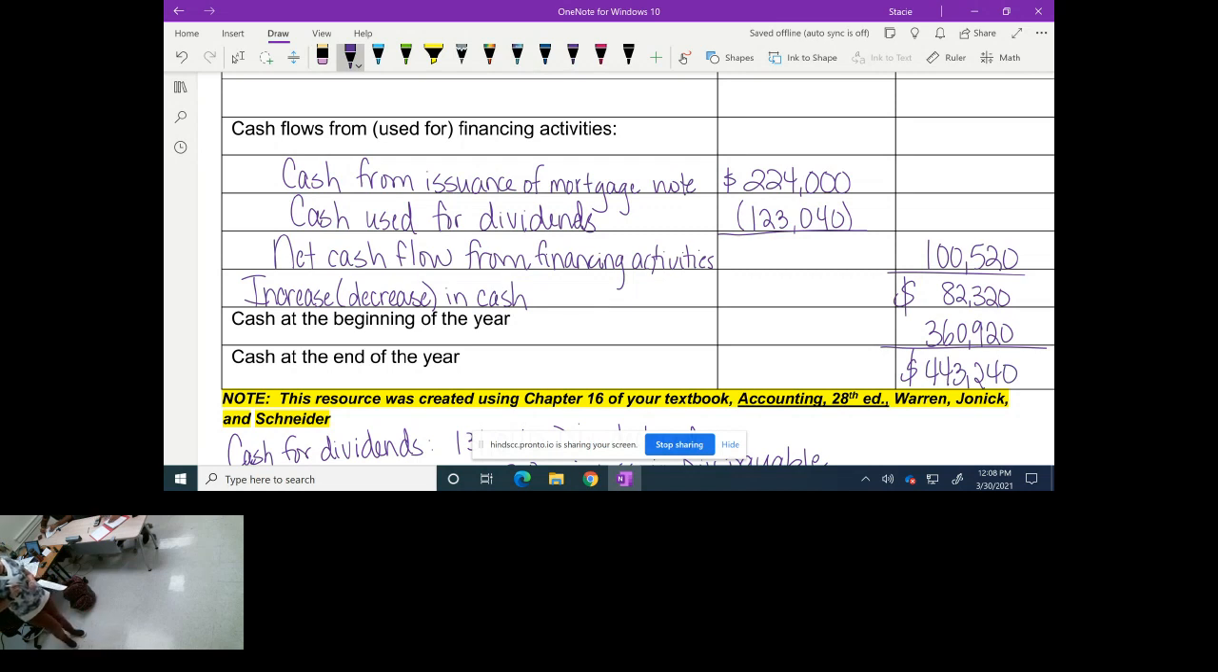You get that? The ending number. That should be the same number that you have on your balance sheet for cash. If it's not, you've screwed something up. And trust me, I've screwed it up a million times.